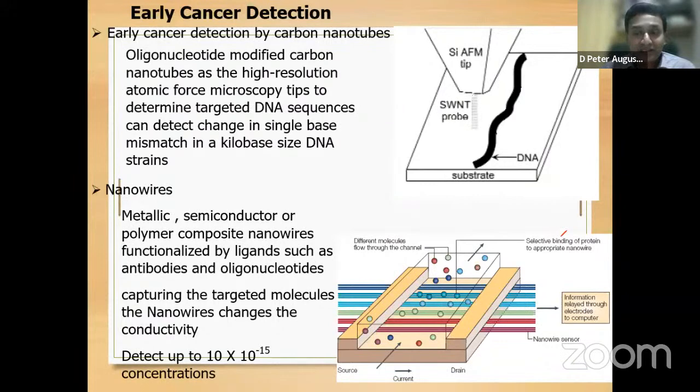So this blood test, they have to go for that. Then they can find out, even for children, whether they will have the chance of getting this kind of cancer disease.